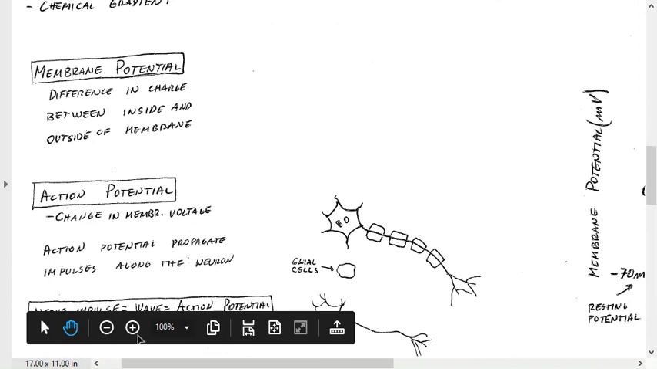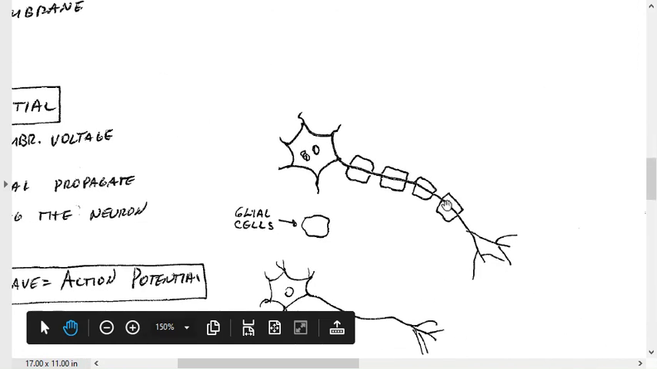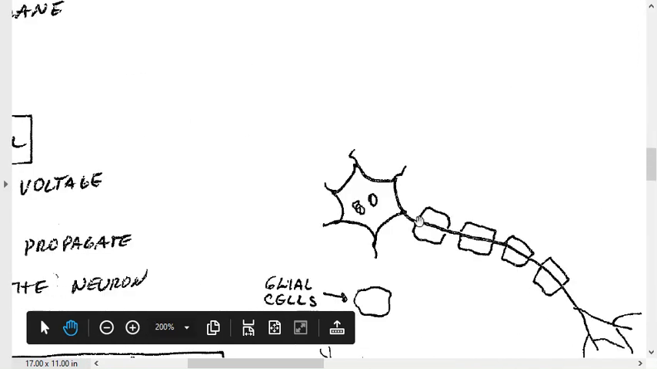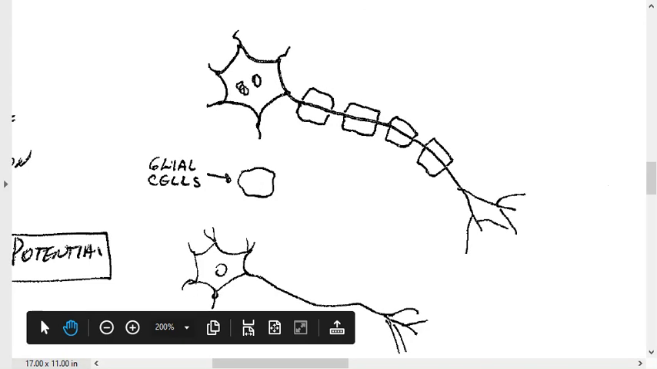Come down here, zoom in. All right, that's good.